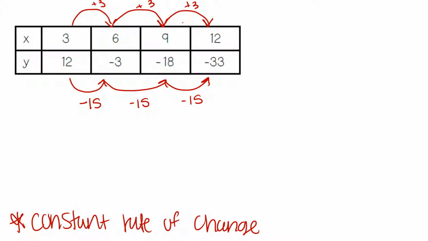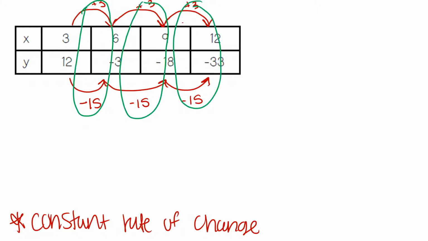We take each of those and make it into a fraction, y over x. So we can take the first one. The first one, y, is negative 15 over x, which is a positive 3. Negative 15 divided by 3 is negative 5.